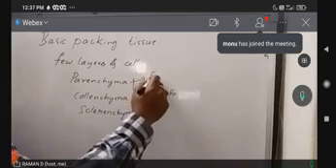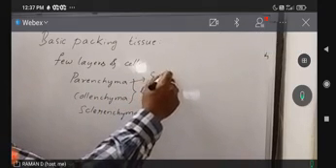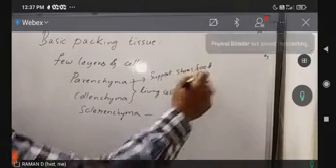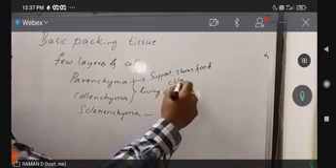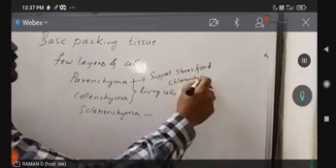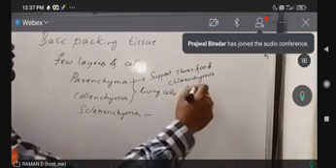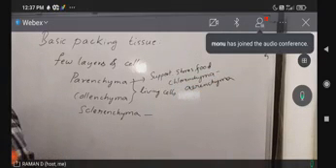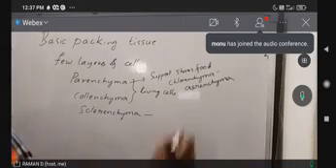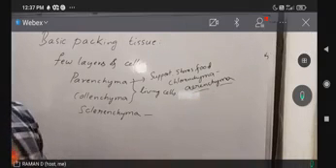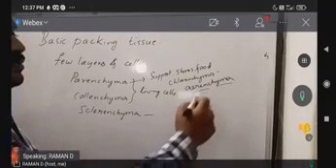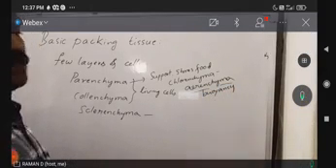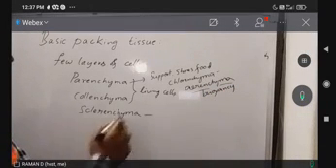Parenchyma provides support and stores food. Examples for parenchyma: chlorenchyma and aerenchyma. Chlorenchyma helps in photosynthesis. Aerenchyma provides buoyancy, the ability to float in aquatic plants.